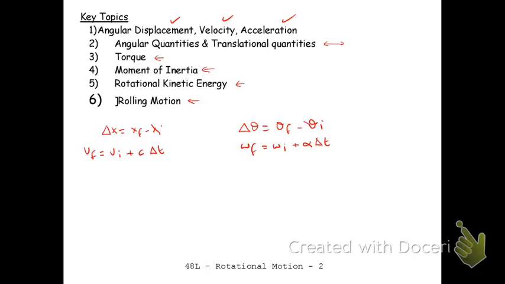And you learned that kinetic energy, UK or KE or K, whatever you want to call it, is a half times m times v squared. And you're going to learn that the rotational kinetic energy is equal to half I omega squared.